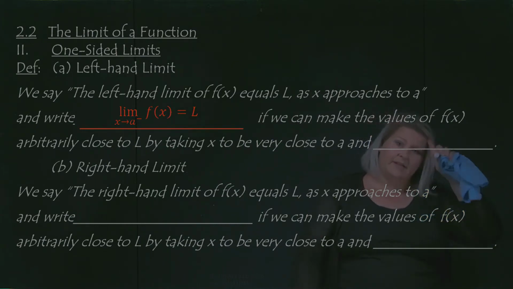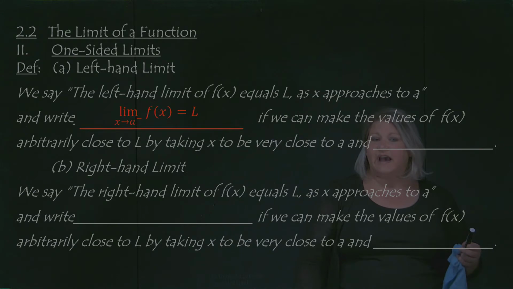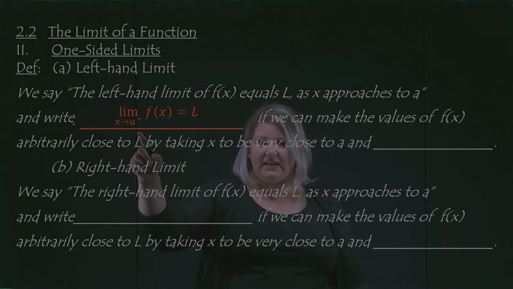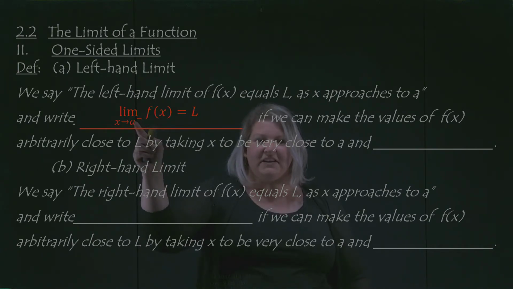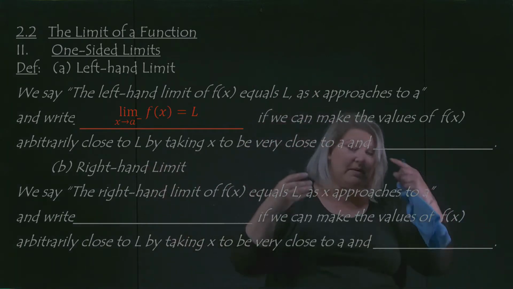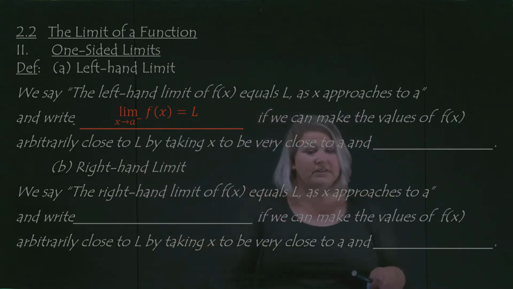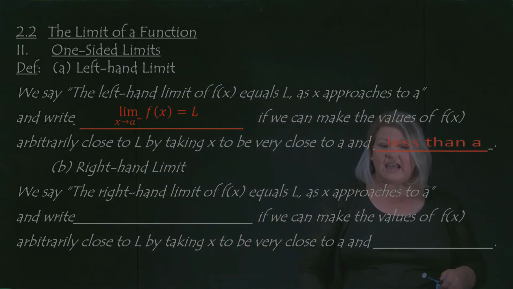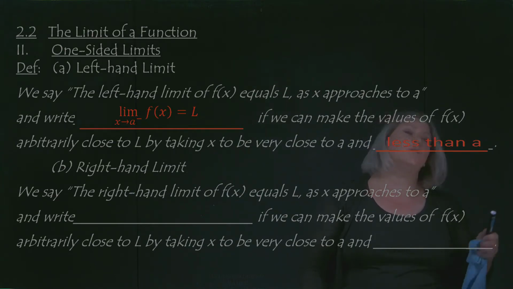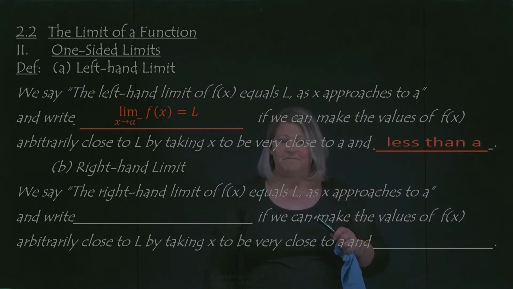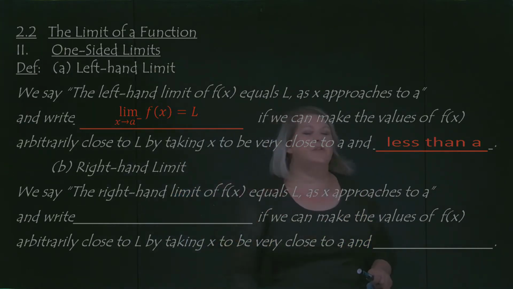So the left-hand limit is the limit of f of x equals L as x approaches A. And that's how we're going to write it. We're going to write it as x approaches A from the left. See that little minus sign? Think of that as from the left, but also think that that's where it's coming in from the smaller values. And we say this if we can make the values of f of x arbitrarily close to L by taking x to be very close to A and less than A. So in other words, we're approaching from the negative side, the smaller side, the side that's less than A.